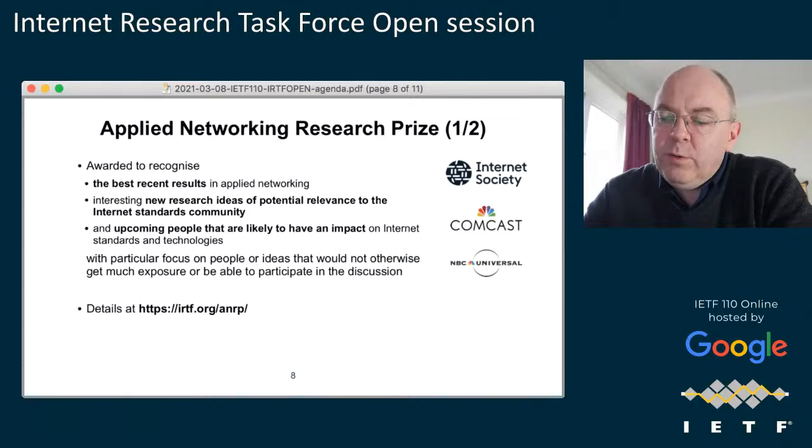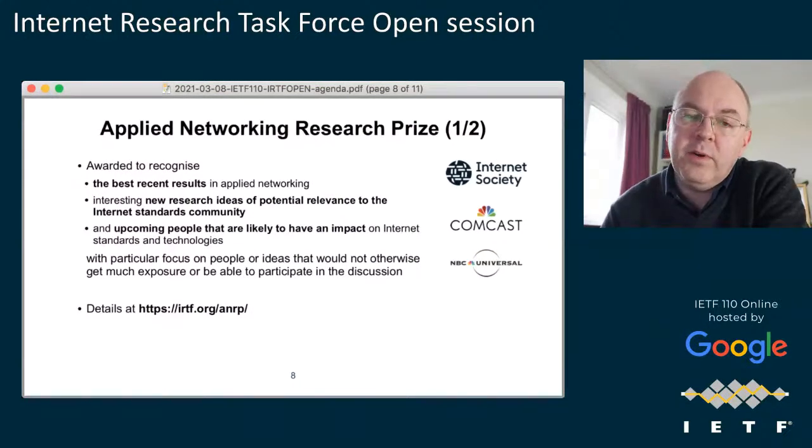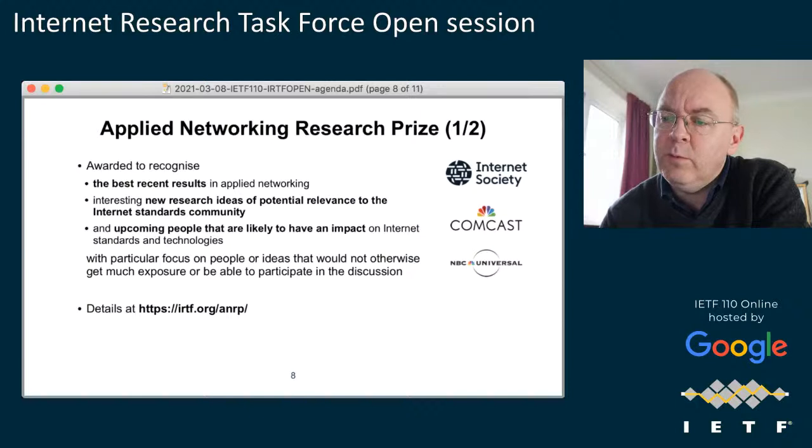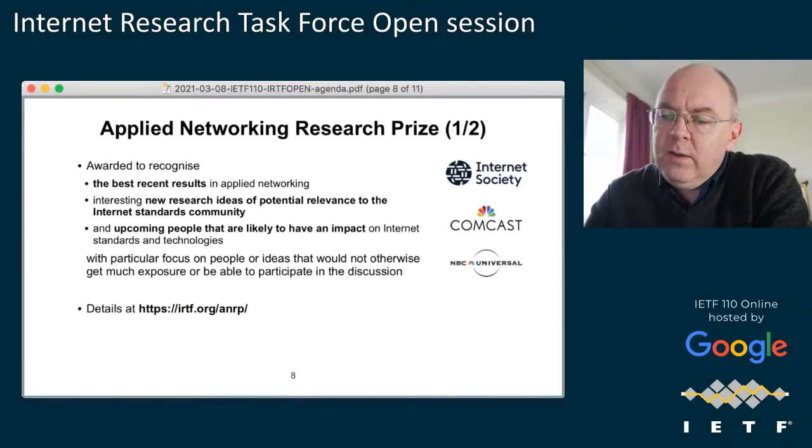The details of the prize, you can see at the URL irtf.org/ANRP, and you can find links to all the past prize-winning talks there. We award 6 prizes each year, 2 for each meeting typically, and we always get a large number of nominations. I think there were about 70 nominations for the prizes this time. So this is reasonably selective, and we've got some really nice talks coming up and some people doing really nice work.